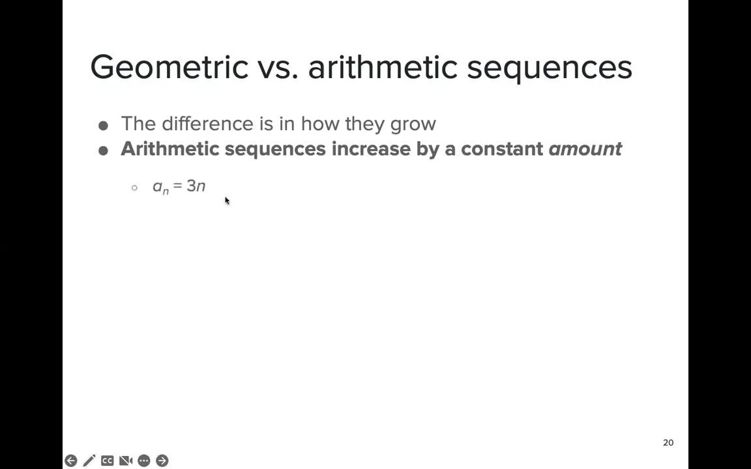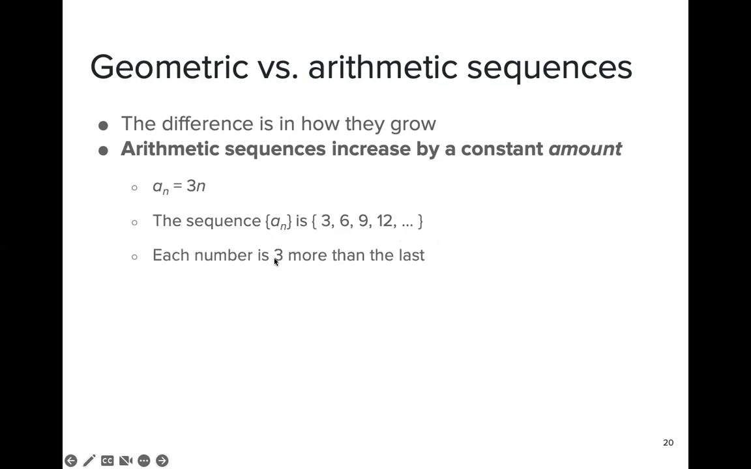So suppose we have this explicit formula, a sub n is equal to 3n. With this explicit formula, we can generate a sequence with the initial terms 3, 6, 9, and 12. Each number is 3 more than the last. The difference between 3 and 6 is 3. The difference between 6 and 9 is 3. The difference between 9 and 12 is 3.